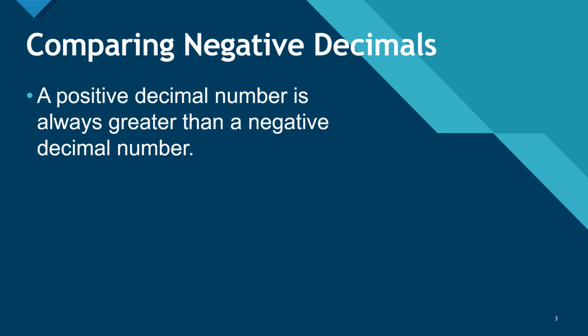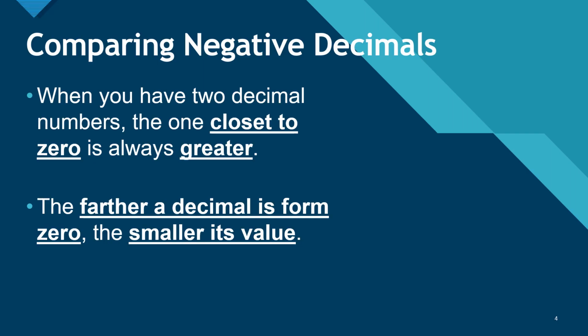All right, so starting with the most basic information, a positive decimal number is always going to be greater than a negative decimal number. Whenever you're comparing two decimals that are negative, the one that's closest to 0 is always greater, and the one that is farther is smaller. So the farther a decimal is from 0, the smaller its value.